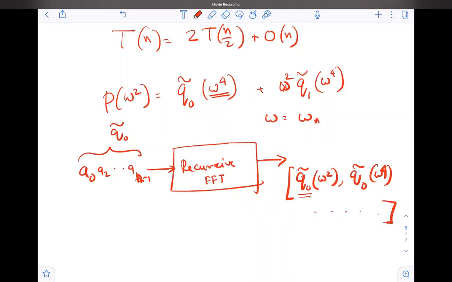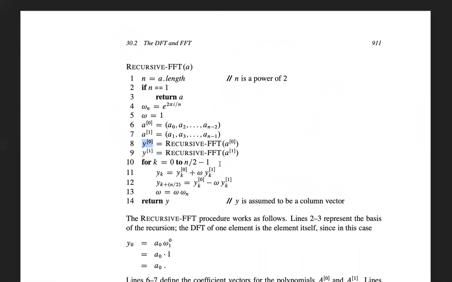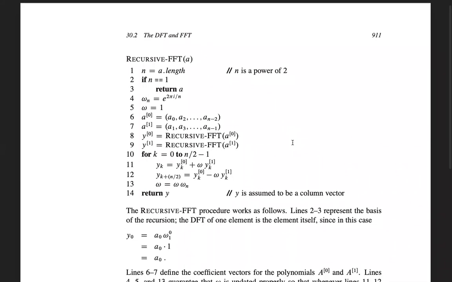So we're not even finding P of w alone. We're finding P of w, w squared, all of them together, and this is outputting one vector. Its own subordinate will calculate for w squared, w to the power 4, everything. And then we're just going to use that same result, because all the powers of 2 are there in this.